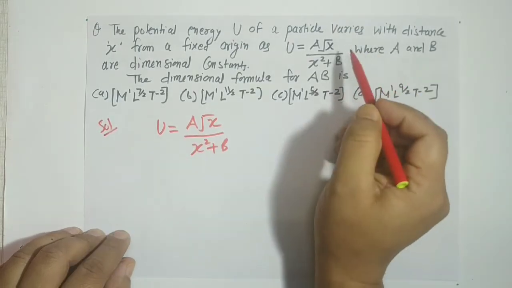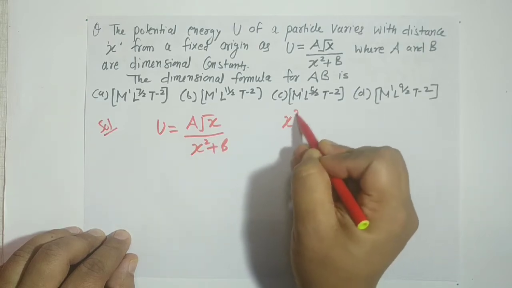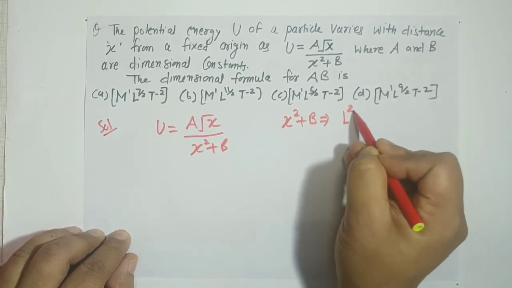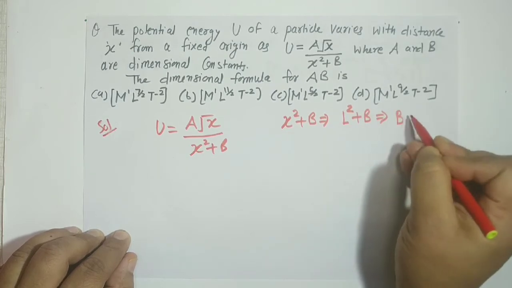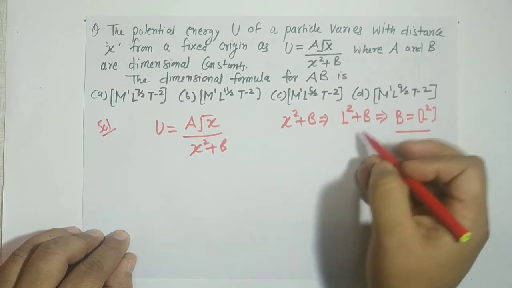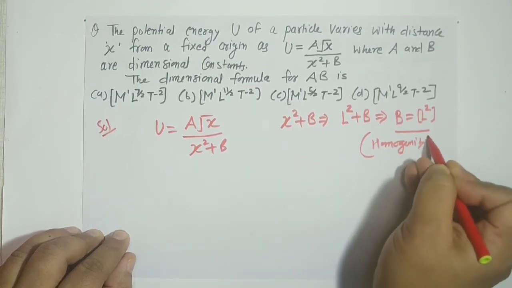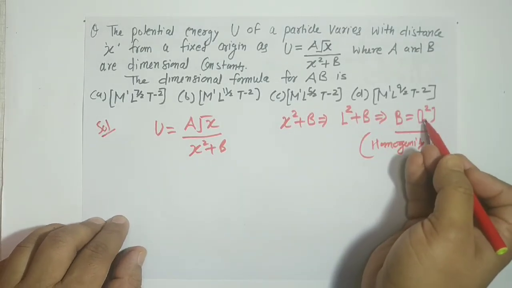Now what is x given here? It is the distance. So you know that x square plus b, if x is distance, it will have dimension L square plus b. Certainly, can you tell me what will be the dimension of b? Yes, L square. How? Because we know that it follows homogeneity. You remember, the same dimension will come. So you can get very easily b as L square.